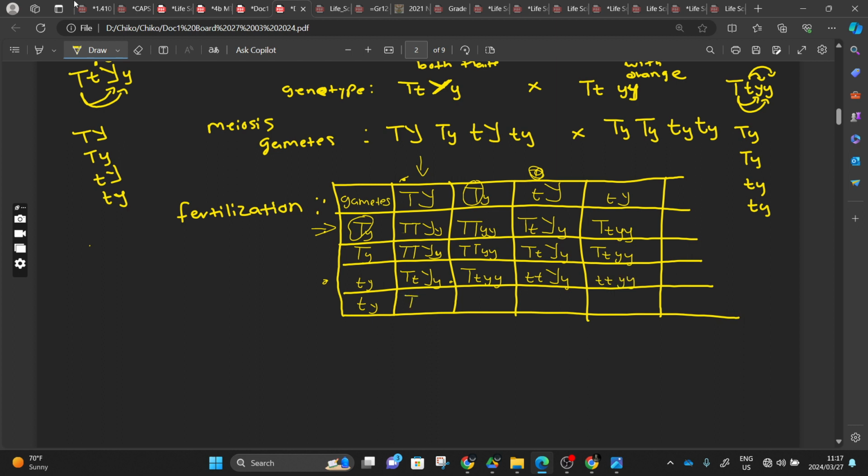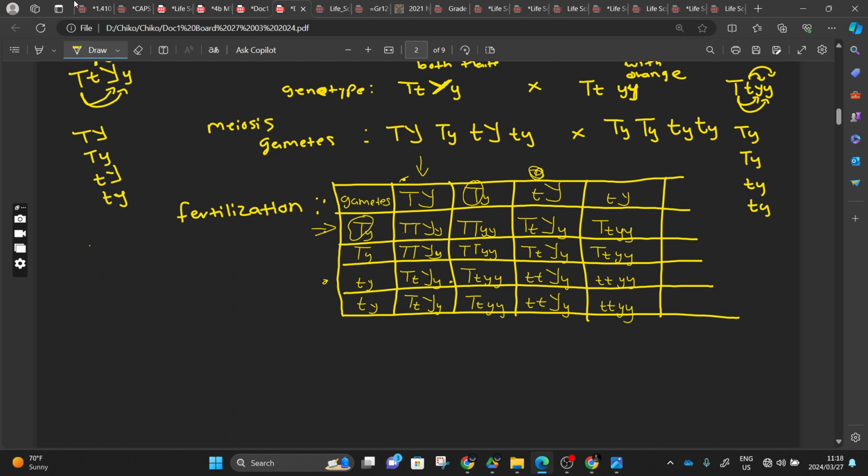And then capital letter T, small letter T, capital letter Y, small letter Y. And then capital letter T, small letter T, small letter Y, small letter Y. And then small letter T, small letter T, capital letter Y, small letter Y. Small letter T, small letter T, small letter Y, small letter Y.